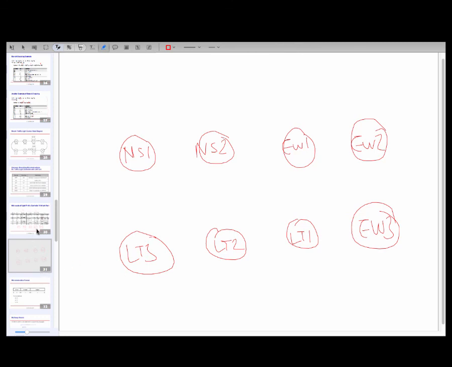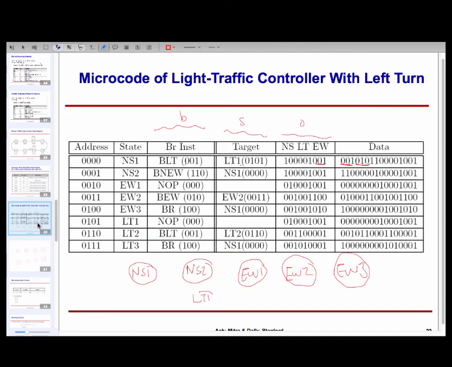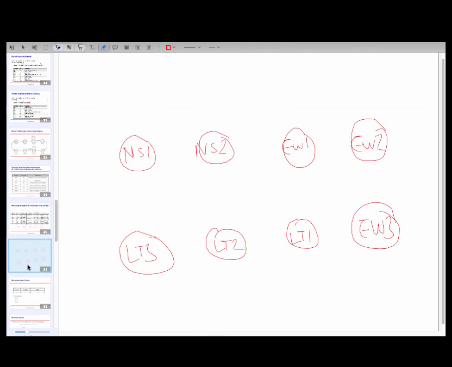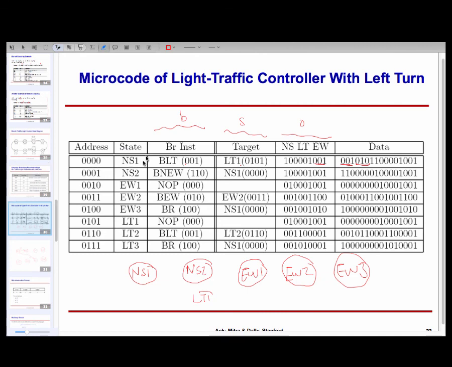Okay, so what I want is your help in filling out the transitions. So we start with NS1. What are the transitions out of NS1? So one transition says branch if left turn, go to LT1. The other transition says move to the next state. So from NS1, I will move to LT1 if LT is true. Otherwise, I'll move to the next state. So LT is not true. That is what this is coding. Okay, so it's basically saying branch if left turn, go to LT1, otherwise move to the next state.